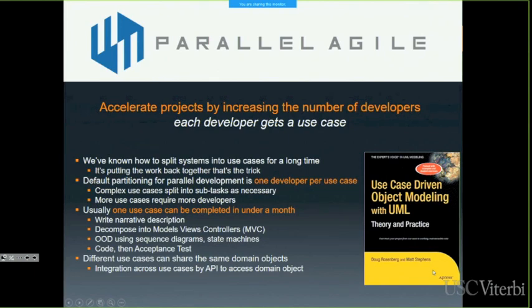And so the steps, and they're in my book, Use Case Driven Object Modeling: you write a narrative description. We do a model view controller decomposition for each use case. So we describe the use case in English, sunny day scenario, rainy day scenarios, and then we say what are the screens, what's the data, what's the logic. That's basically MVC. And then we do detailed object-oriented design, sequence diagrams, state machines.